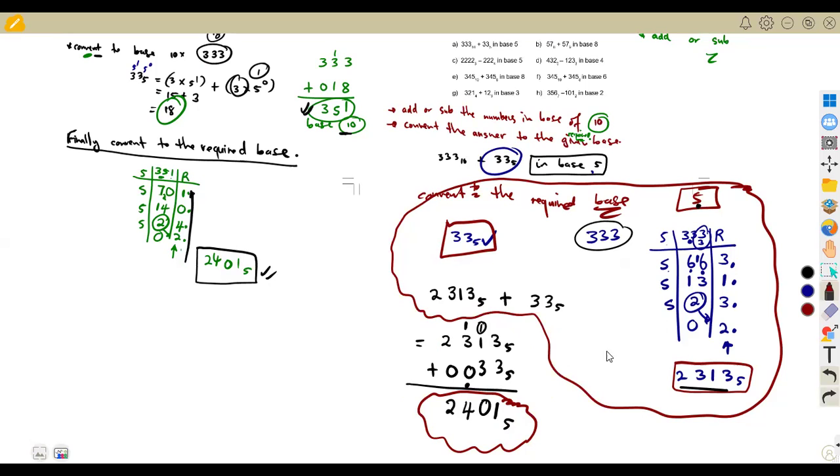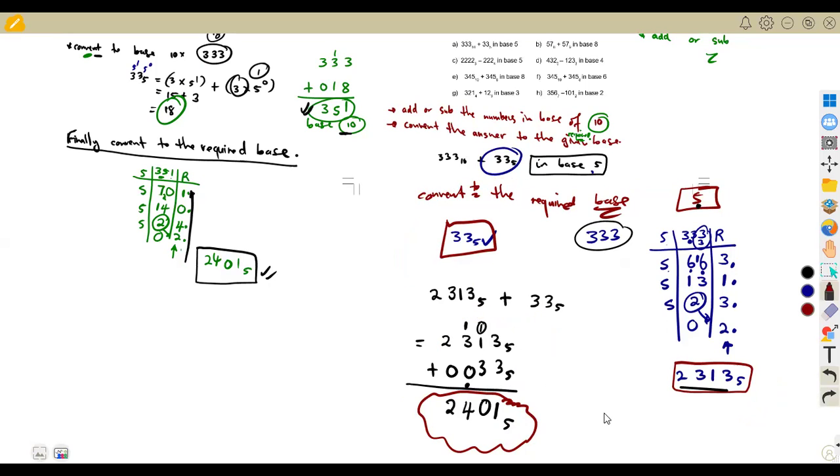If it was a subtraction, we're going to subtract. If it was addition, you add. It's just one and the same thing for subtraction. You're going to subtract, but the methods are the same. Are you going to work it through the base of 10, or are you going to work it through that required base?